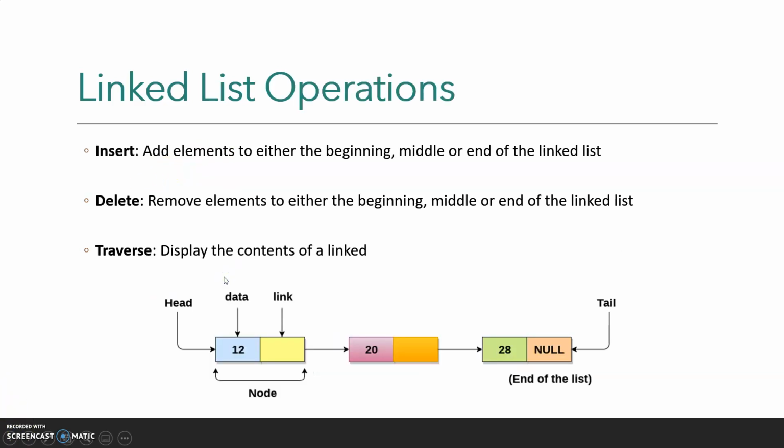Now the linked list operations. Just like stack and queue, here also there are three basic operations: insert, delete, and traverse. For the insert operation, you can add elements to either the beginning, middle, or end of the linked list. Again, for deletion also, you can remove elements from the beginning, middle, or end of the linked list. And the traverse function simply displays the content of the linked list.